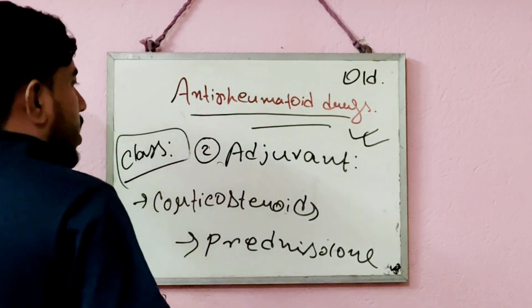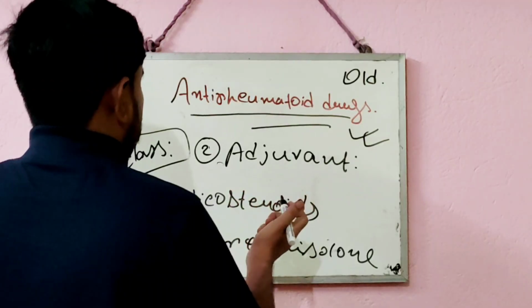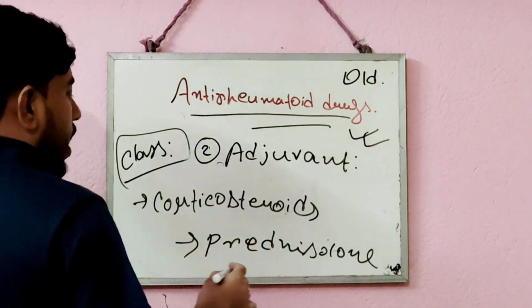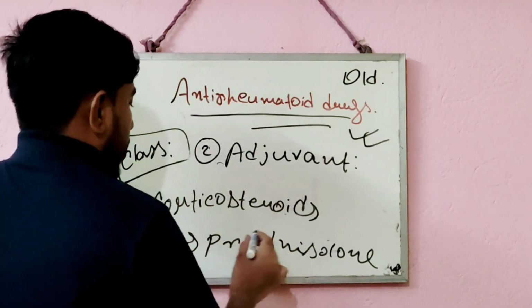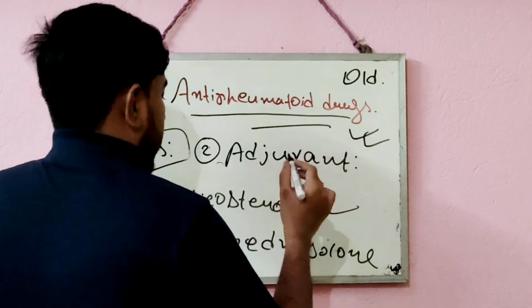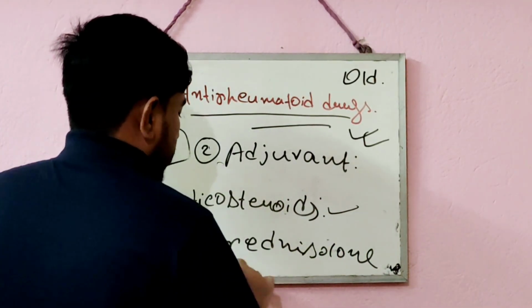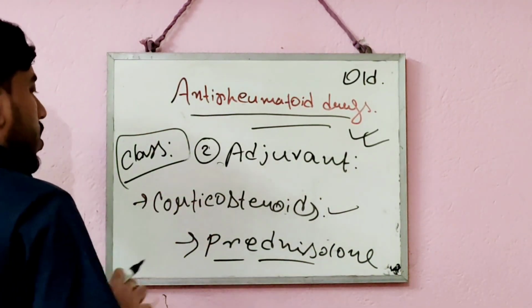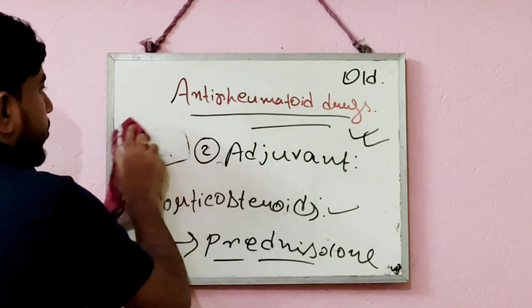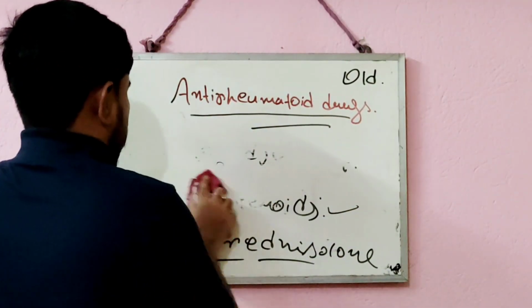So this was the classification of adjuvant anti-rheumatoid drugs, where we generally use corticosteroid drugs as anti-rheumatoid drugs. Example, the most used is prednisolone. So by that I have finished the classification of anti-rheumatoid drugs.